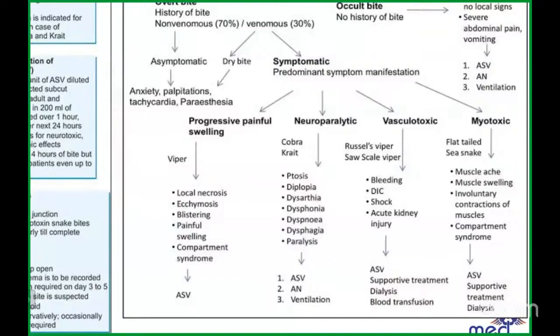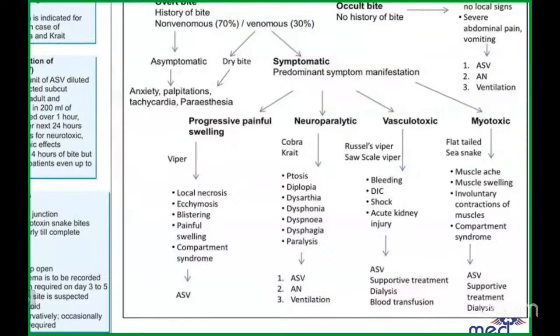Dysarthria, dysphonia, dyspnea, dysphagia, paralysis, all of these are involvement of the 9th, 10th, 11th nerve. 9th is the glossopharyngeal nerve, 10th is the vagus, and 11th is the spinal accessory. Mainly the 9th and 10th nerve, leading to features of dysarthria, dysphonia, dyspnea, dysphagia, and paralysis. As I said, look for signs, look for features. Even if you don't find a bite, look for these neuroparalytic features, give ASV, give atropine, neostigmine, ventilate.